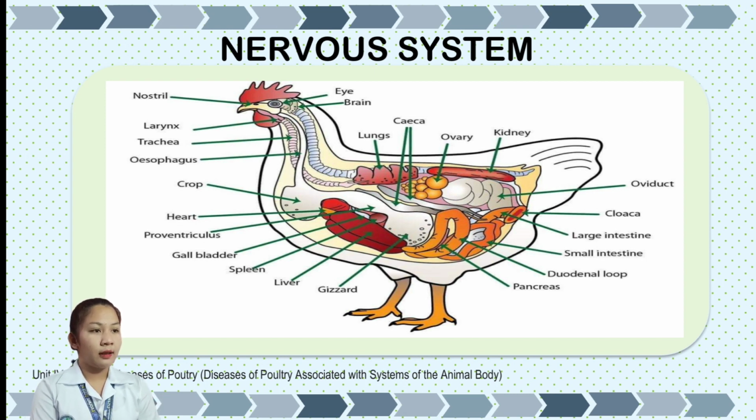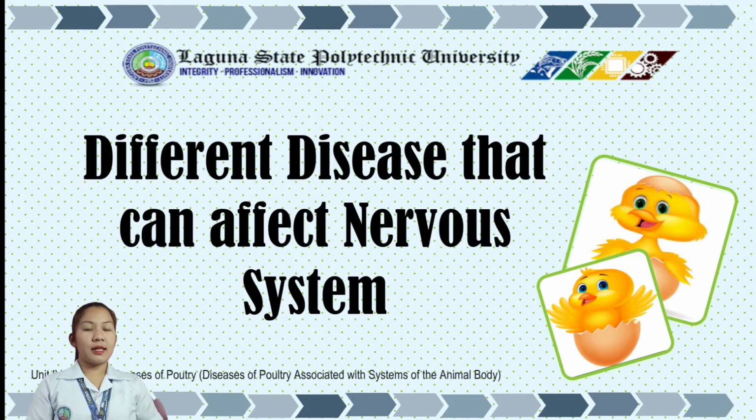So the nostril, the larynx, trachea, esophagus, crop, heart, proventriculus, gallbladder, spleen, liver, gizzard, pancreas, duodenal loop, small intestine, large intestine, cloaca, oviduct, kidney, ovary, caeca, lungs, brain, and the eye. The next slide, these are the different diseases that can affect the nervous system.